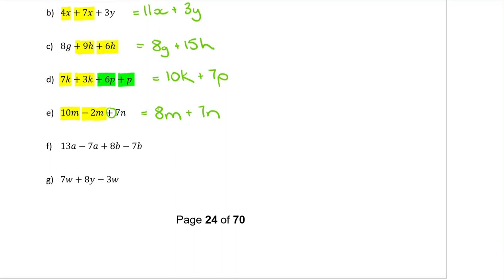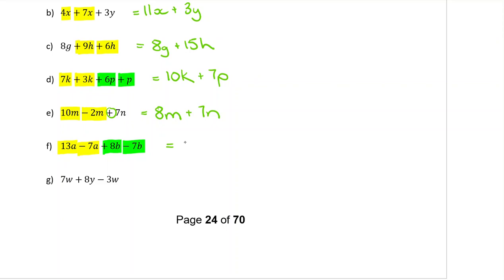Let's highlight again. So 13a minus 7a, they're like terms. Then we have 8b minus 7b. Okay, so again we have two different sets here. We need to do the yellow and the green ones separately. So the yellow ones, 13 take away 7.